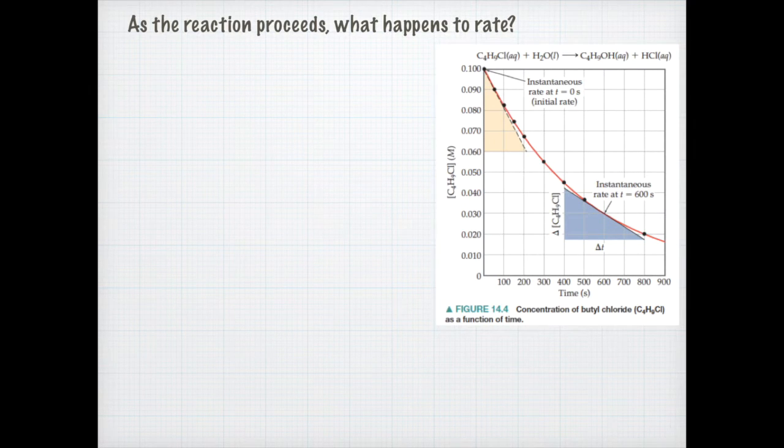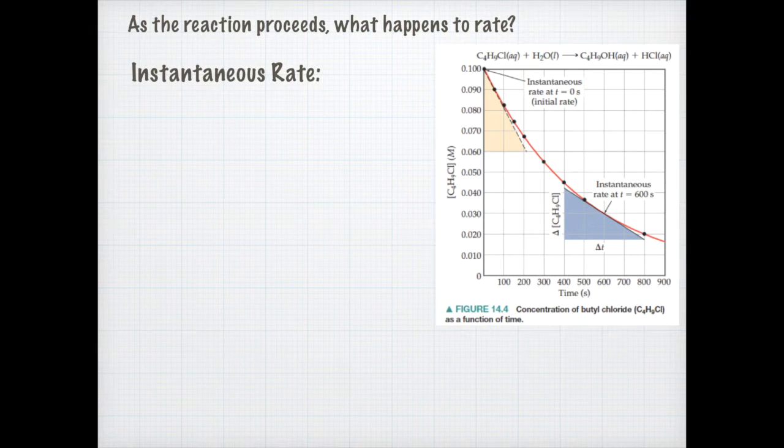And so if you look at the very top of this graph, you have a very steep slope. And as the reaction proceeds, the slope decreases and decreases until it's pretty much going to just level off. So as the reaction proceeds, the rate decreases. And that's key to know. And that's because you have less of your reactant left over.